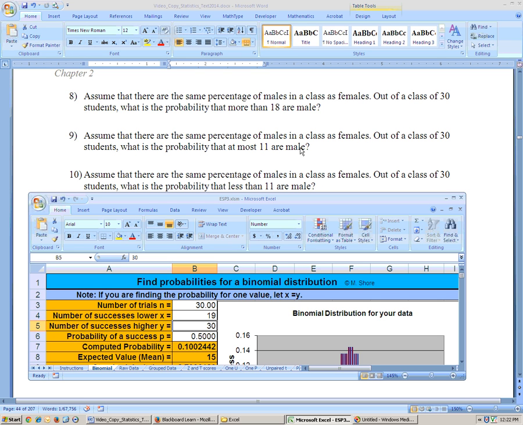Okay, assume same percentage out of a class of 30. This is problem 9 here. What is the probability of at most 11? Well, at most 11 means 11 or less, so there could be as few as 0 all the way up to 11. And here's your answer, 0.1002442. 10 says, assume that they're the same percentage. Out of a class of 30, what's the probability of less than 11? Well, less than 11 is 0 up to 10. You can't include the 11 then. And you get 0.049.